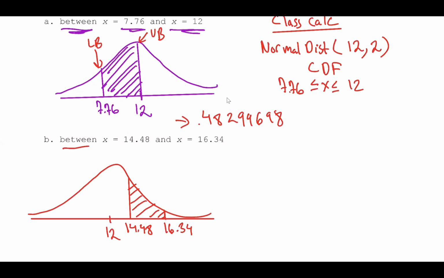From the drawing, hopefully you should be able to see that this is my lower bound and this is my upper bound. Because remember, the lower bound is the lowest value that can possibly be shaded, and the upper bound is the highest value that can possibly be shaded. So now that I have the lower bound and the upper bound, let's figure out what to put in Class Calc.